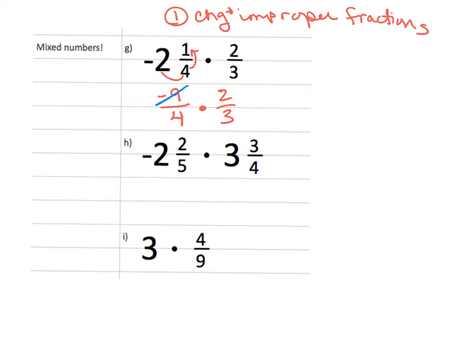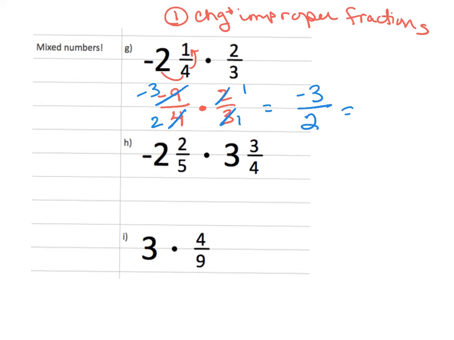And again, I can cross simplify. Divide by 3, that's going to be a -3. That's going to be a 1. Divide by 2, that's 4 divided by 2 is 2. 2 divided by 2 is 1. -3 times 1 gives me a -3. 2 times 1 gives me 2.